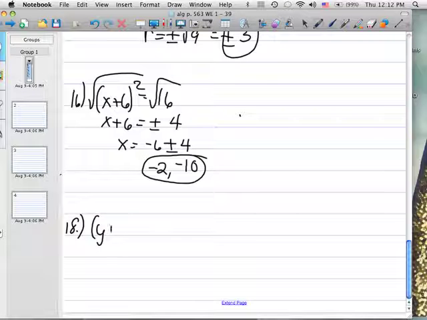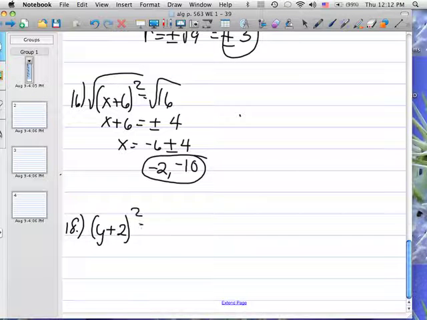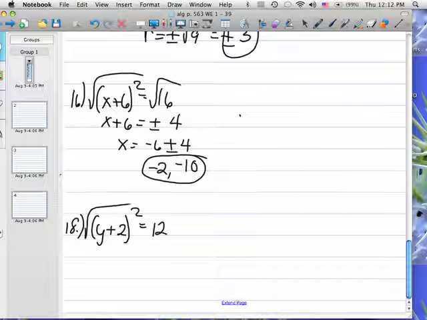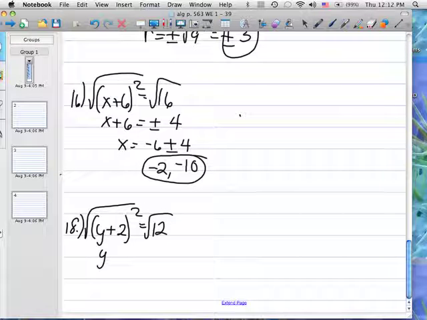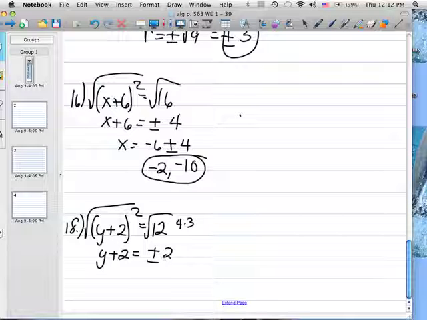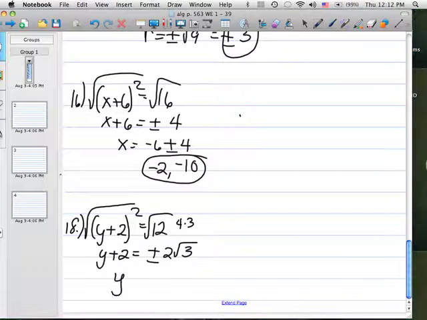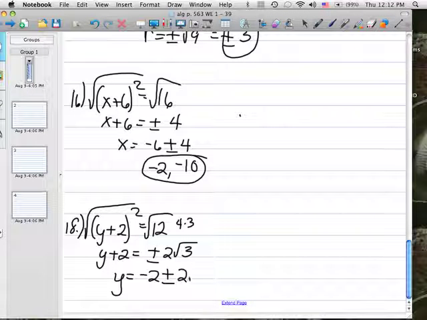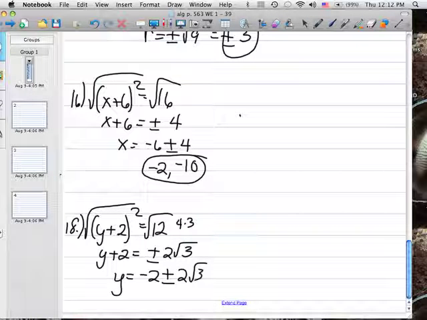We have y plus 2 quantity squared equals 12. Take the square root of both sides. We get y plus 2 equals plus or minus the square root of 12. It has a perfect square in it, 4. 2 radical 3, simplifying it. Subtract 2 from both sides, so y equals negative 2 plus or minus 2 radical 3.